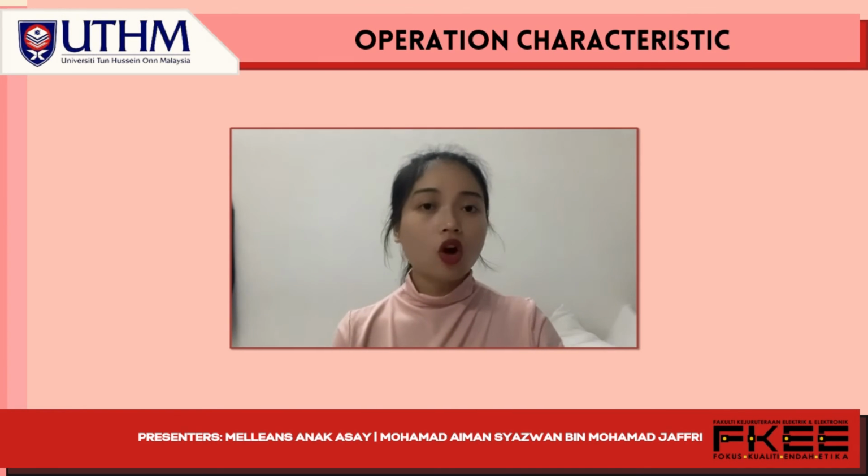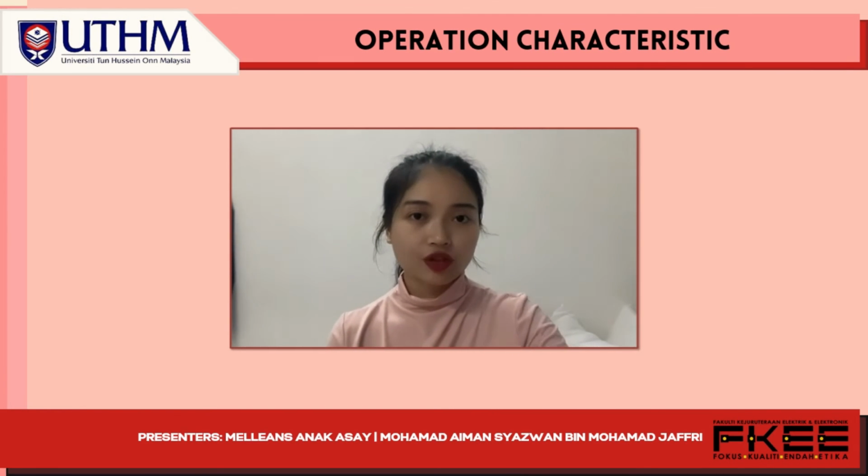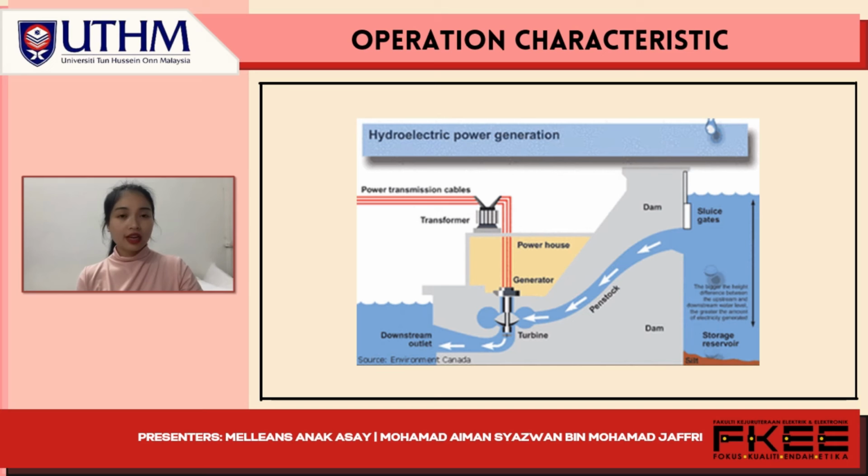Now I will be presenting the operation characteristic of hydroelectric. Most hydroelectric power plants have a reservoir of water. It has a gate or valve to control how much water flows out of the reservoir. Water gains potential energy just before it spills over the top of a dam or flows down a hill. The potential energy is converted into kinetic energy as water flows downhill.